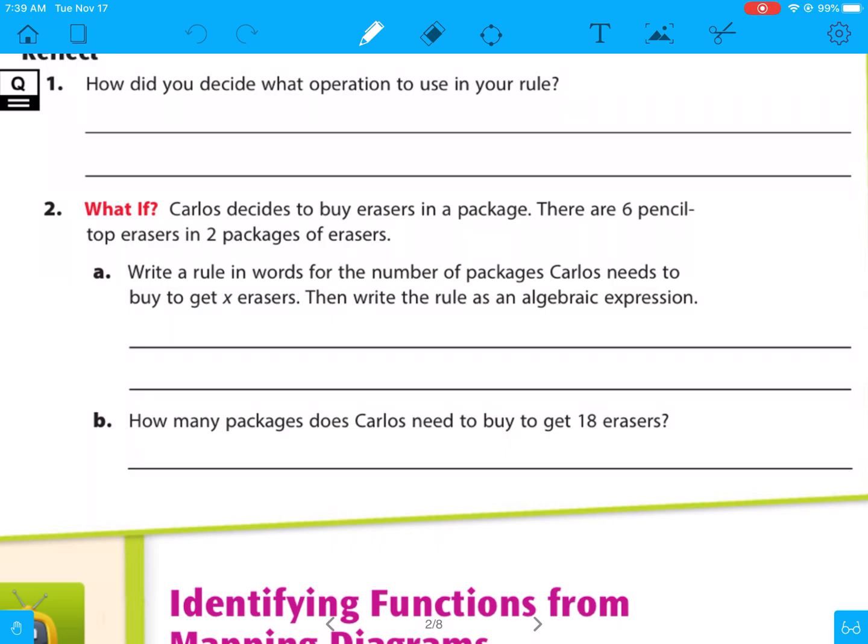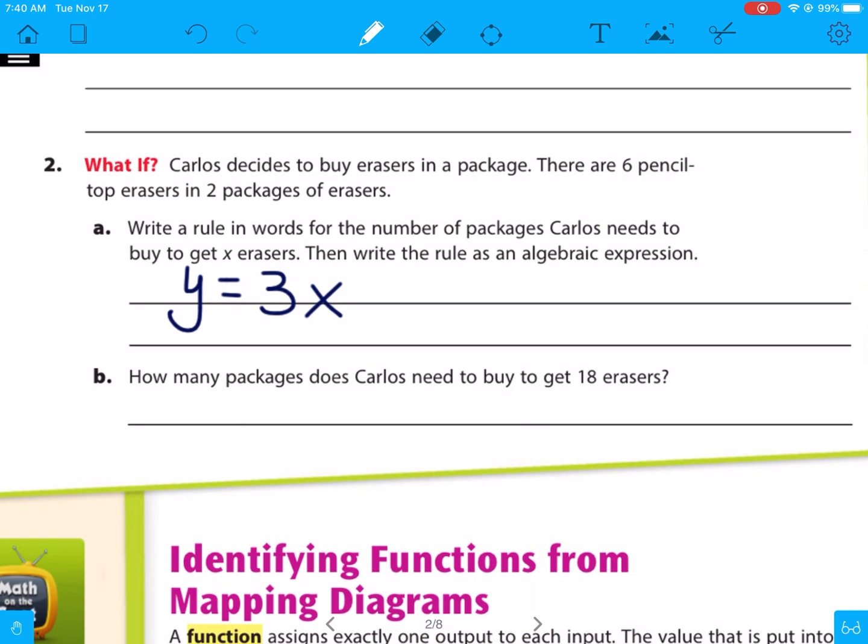So if there are 6 in 2 packages, there should be 3 pencil top erasers. So it would be y equals 3x. So now that means the x is how many packages you buy, and the y is the total number of erasers. So how many packages does Carlos need to buy to get 18 erasers?